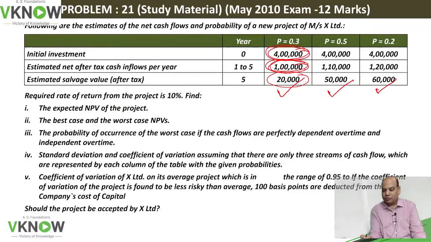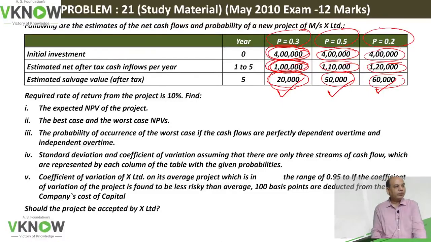estimated cash flow after tax will be 1 lakh, and salvage value. And the same thing we will do here also. We will compute 3 times NPV, and once we compute 3 times NPV, we can multiply by the respective probabilities and we'll be able to find out the expected NPV. Then the second question is very easy. Best NPV, worst NPV. So we have 3 NPVs with us. The lowest one is the worst and the highest NPV is the best case.